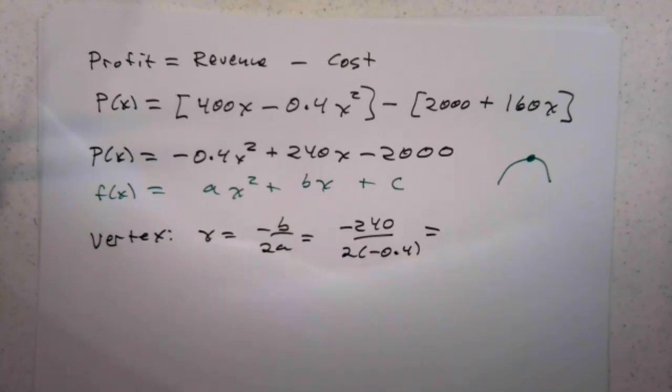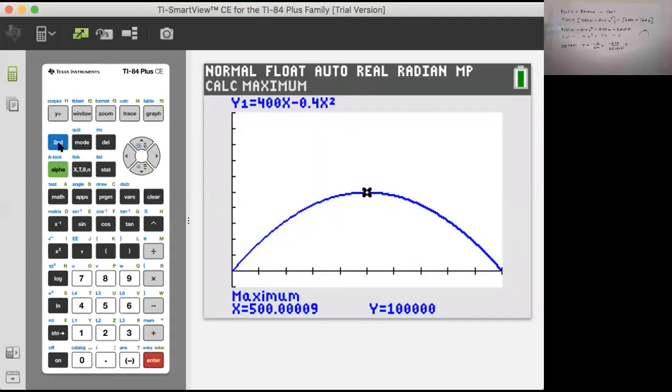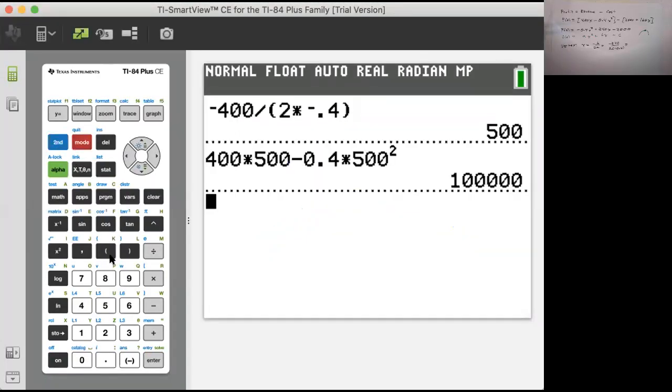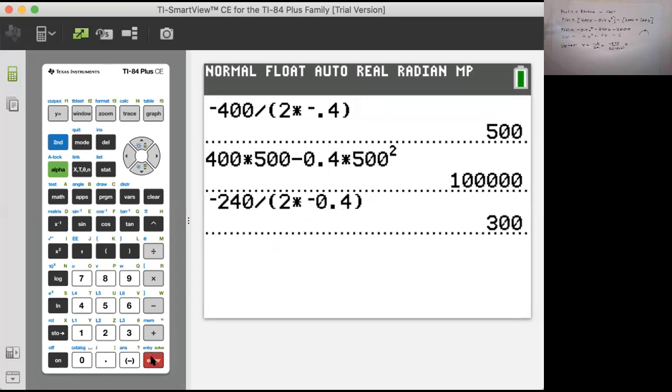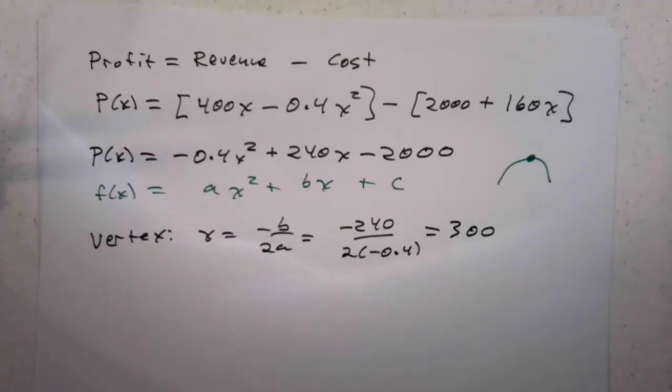Let's go to the graphing calculator to see what that is. Second quit. Negative 240, negative is here. Negative 240 divided by parentheses 2 times negative 0.4. Negative button is there, 0.4. And we get 300. So the vertex occurs for the profit when x is 300.